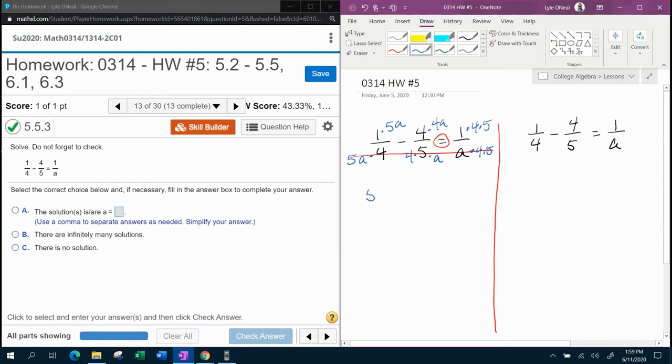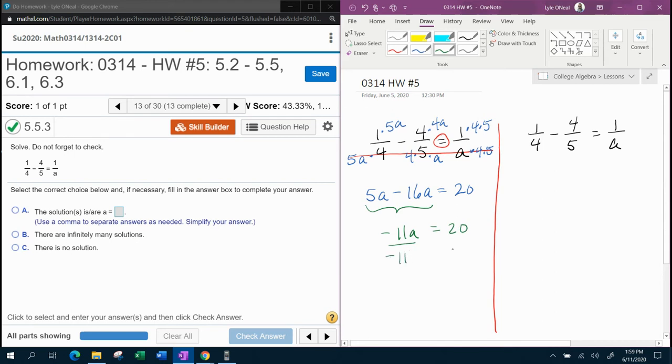Now let's look at what we've got. 1 times 5a is 5a. 4 times 4, that is 16a. And 1 times 4 times 5 makes 20. Notice how effective that was at getting rid of the fractions. All right, 5a minus 16a is negative 11a equals 20.